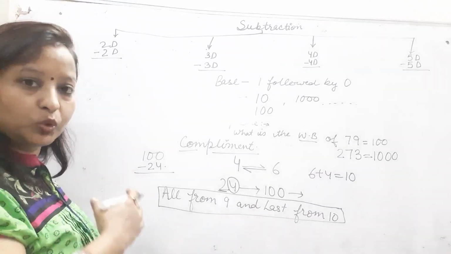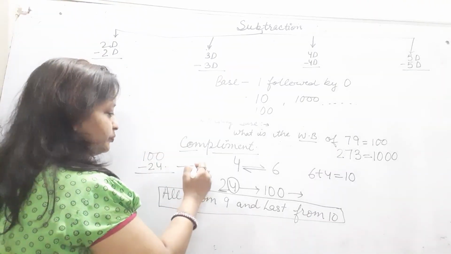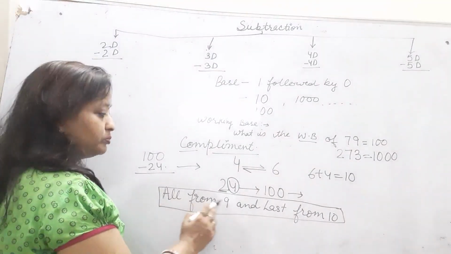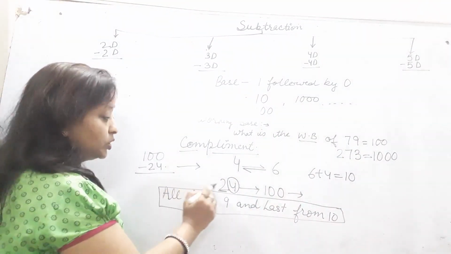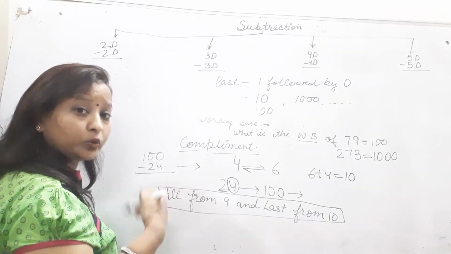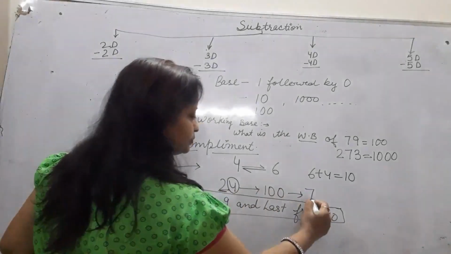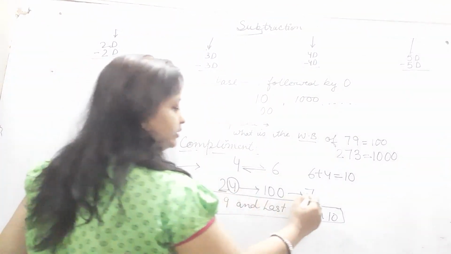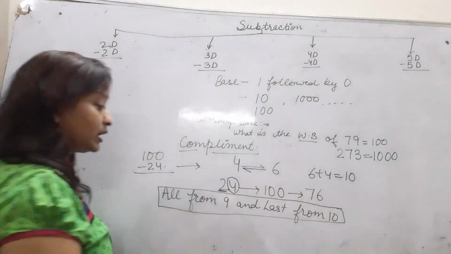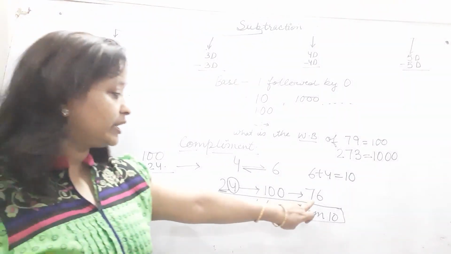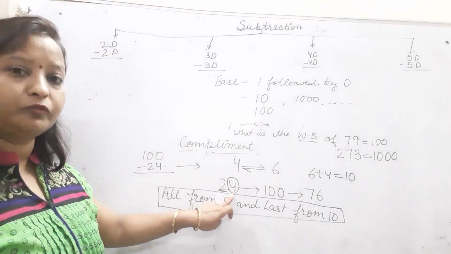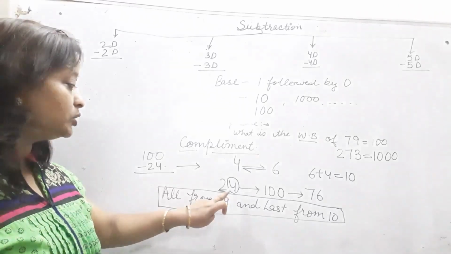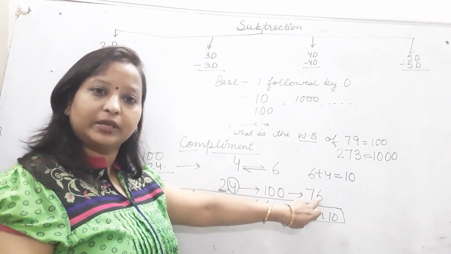वैदिक मैथ में we move from left to right, तो last digit होती है unit digit। ओके बच्चे, अब देखो, all from 9 and last from 10. So what I add in 2 to get 9, 7, and what I add in 4 to get 10, 6. Means directly we can calculate 76 is the complement of 24, or vice versa. Vice versa means ulta, 24 is the complement of 76.